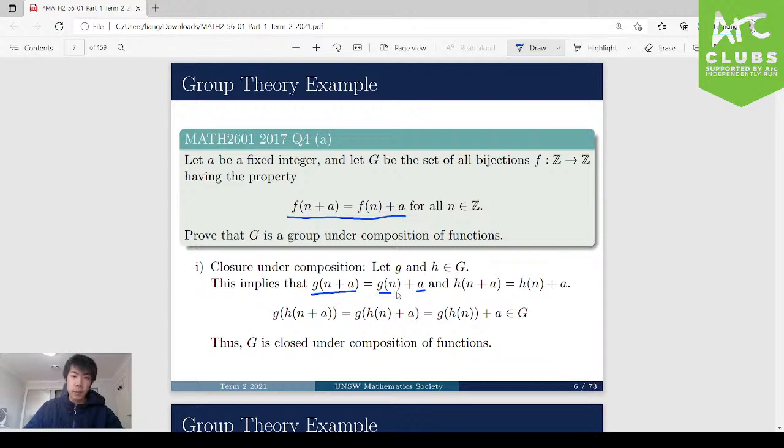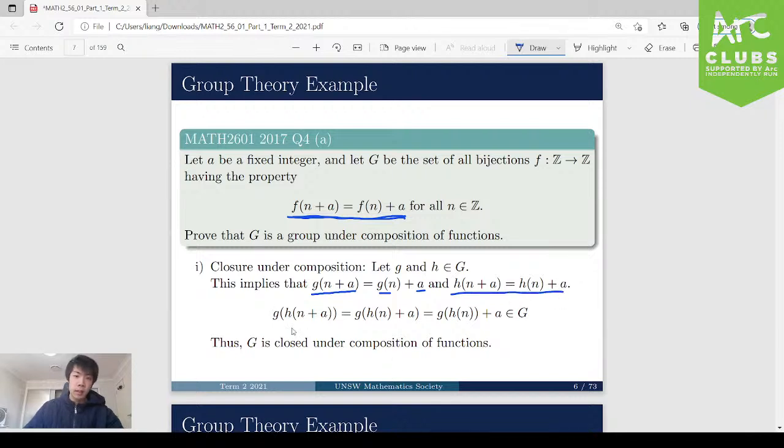So this first line, I'm just stating what it means for g and h to be within G. g being within capital G means that g of n plus a equals g of n plus g of a. That's the same as this first line here, but I replace f with g. And secondly, that means the same thing for h, same as this, but I replace f with h.